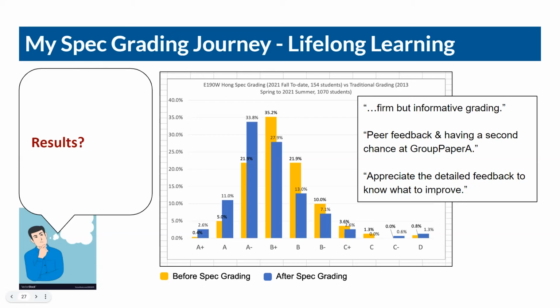So some feedback from my students: firm but informative grading. Peer feedback, having a second chance at group paper A is good because they can understand the weaknesses and then improve it for the next time. And because of the specific rubrics, and I'm scoring against it, they thought that there was additional detailed feedback that they appreciate, so they know how to improve.